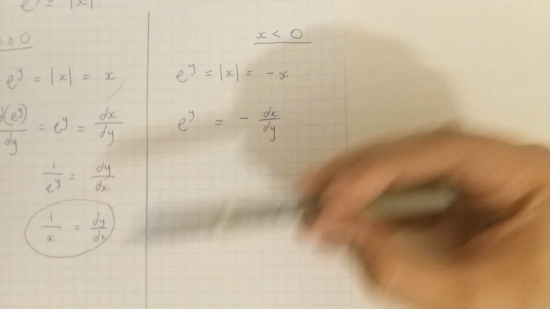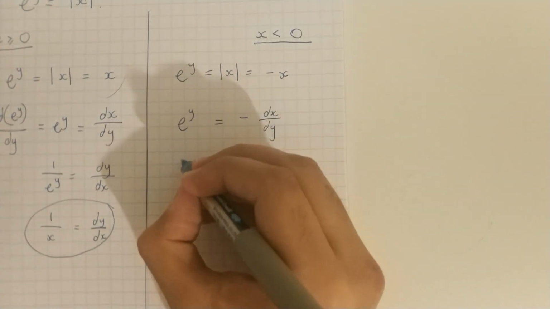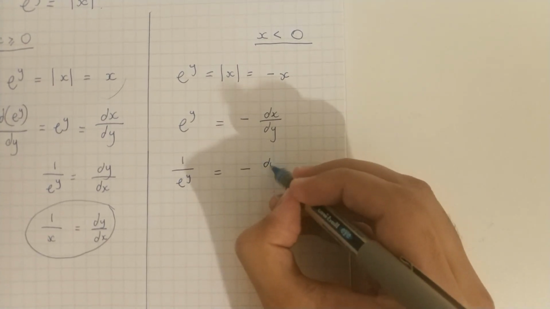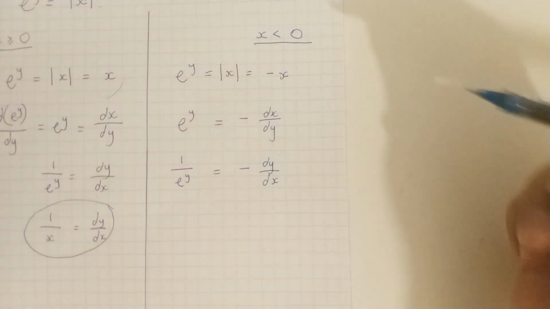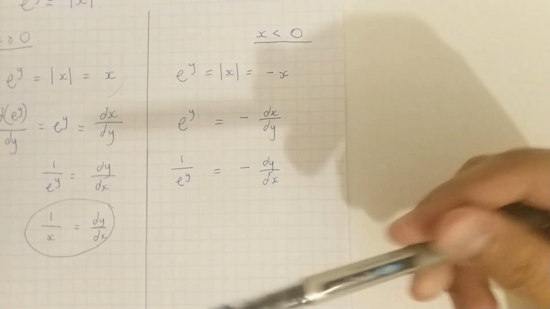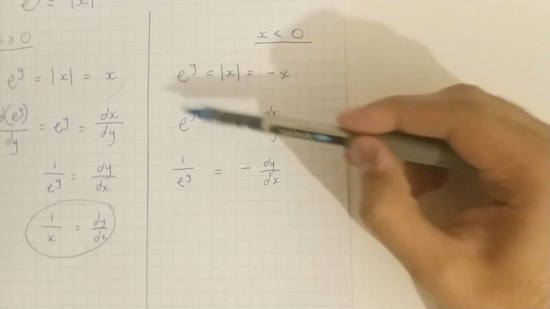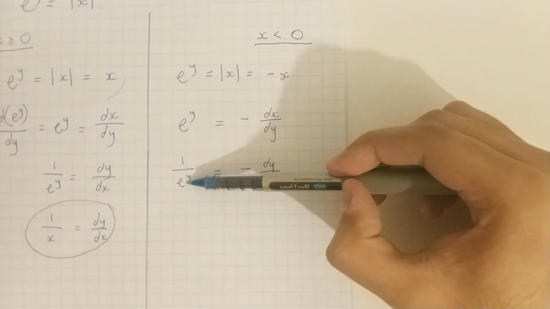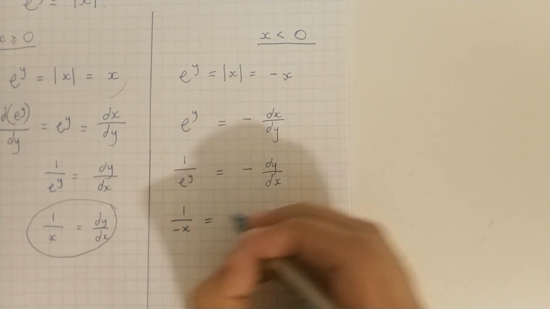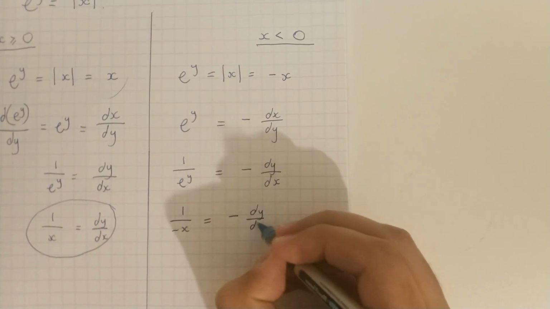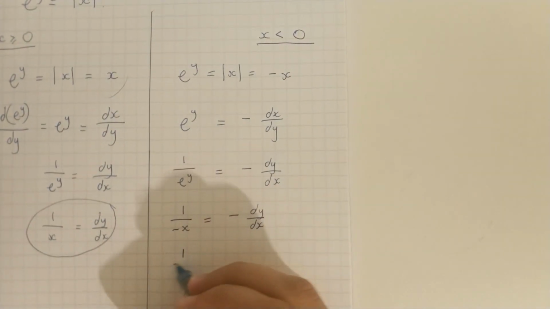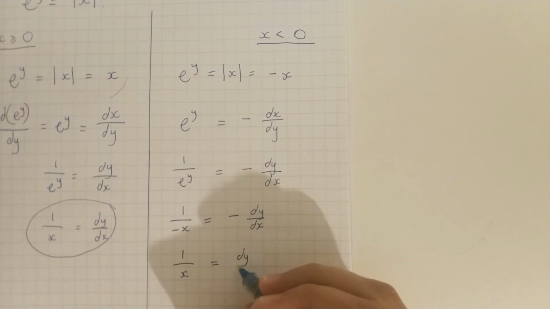At this point, again, I'm going to reciprocate both sides, which is perfectly valid. I'm going to get 1 over e to the y is equal to minus dy by dx. Now what I'm going to do is take this e to the y and switch it out for the x up here. So I'm going to replace this e to the y with minus x. I get 1 over minus x is equal to minus dy by dx, and multiplying both sides by minus 1, I get 1 over x is again equal to dy by dx.